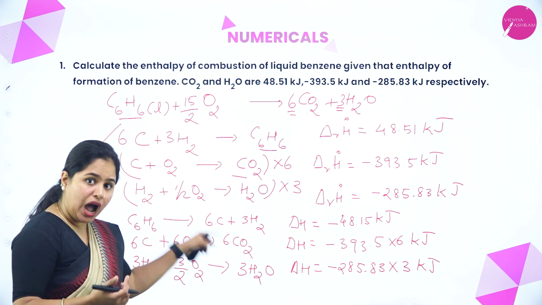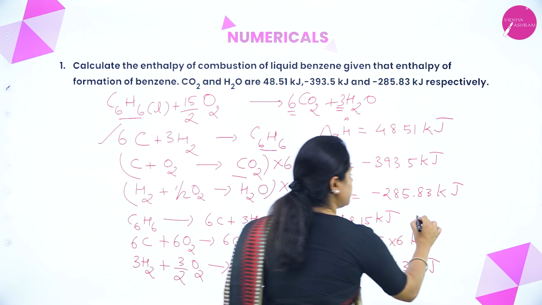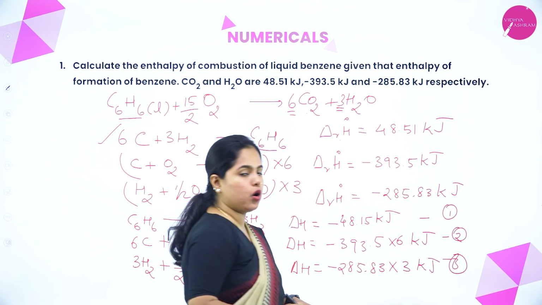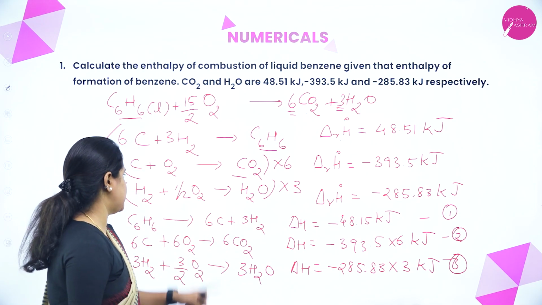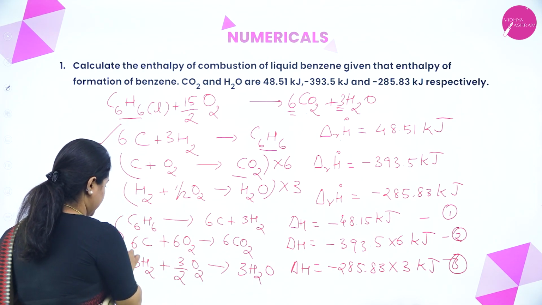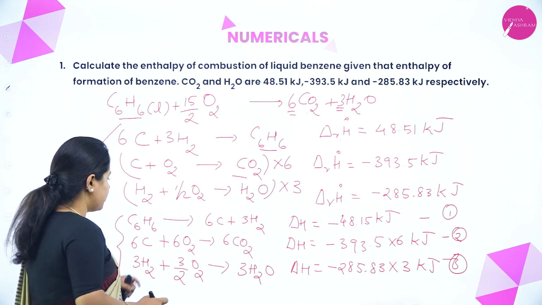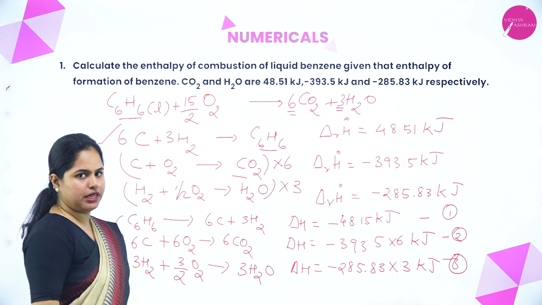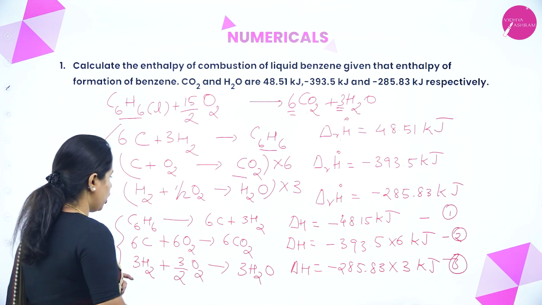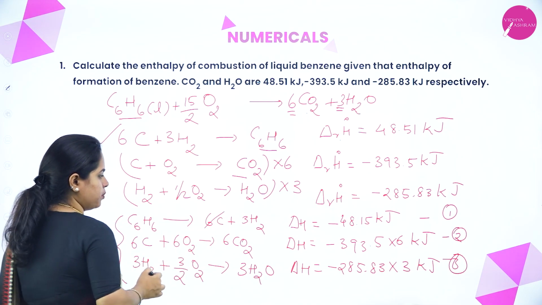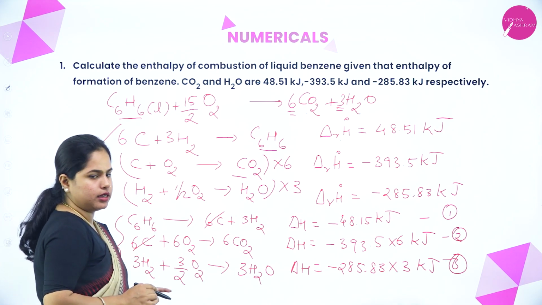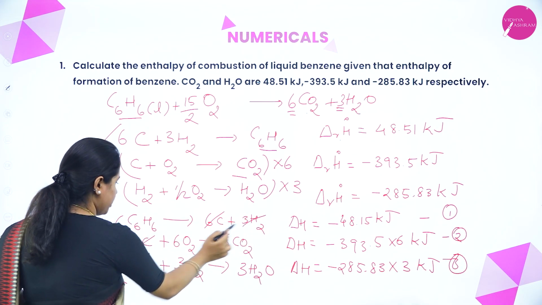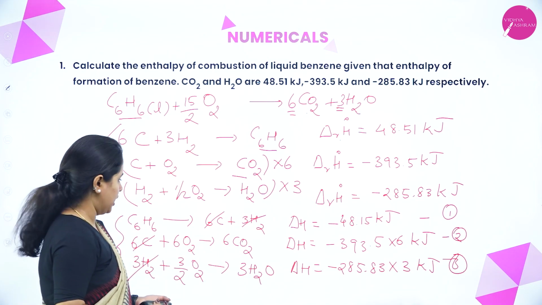Now we are going to add each of these. This is the first equation, this is the second equation, this is the third equation. Now we are going to add 1 plus 2 plus 3. So this is the 3 reactions that we require. C6H6 is here, and nowhere else can you find the benzene. Now moving on to carbon. Here the carbon is in the product side, here the carbon is in the reactant side, so it cancels out with each other. Now you can see 3H2 here, 3H2 here. That also gets cancelled out.